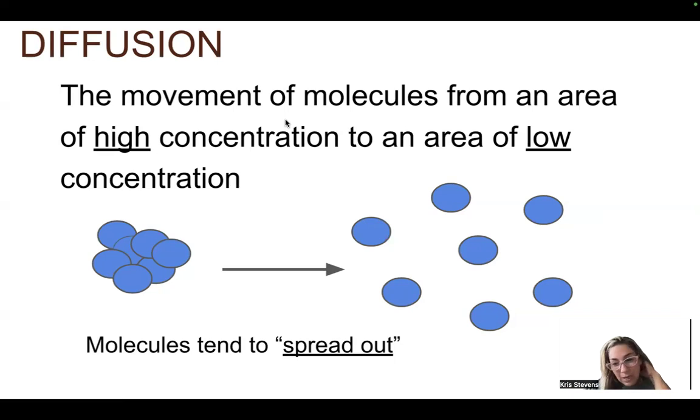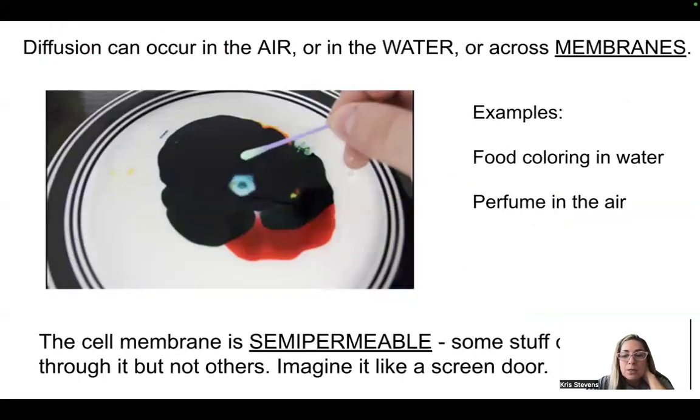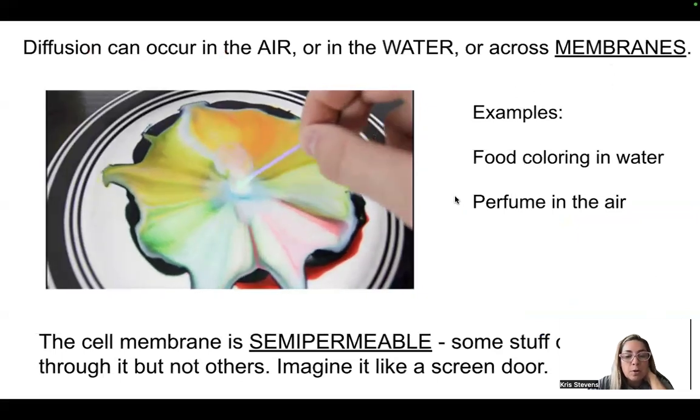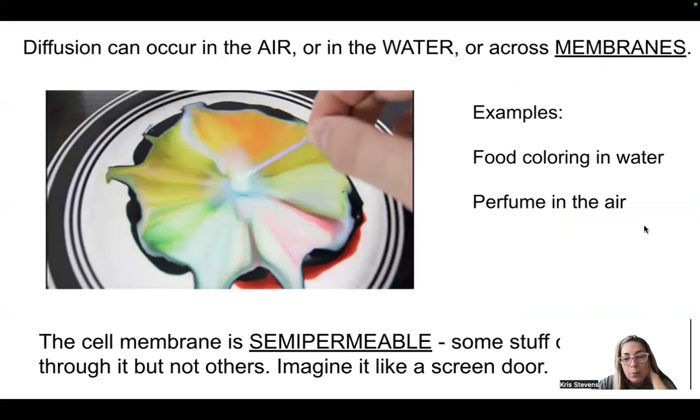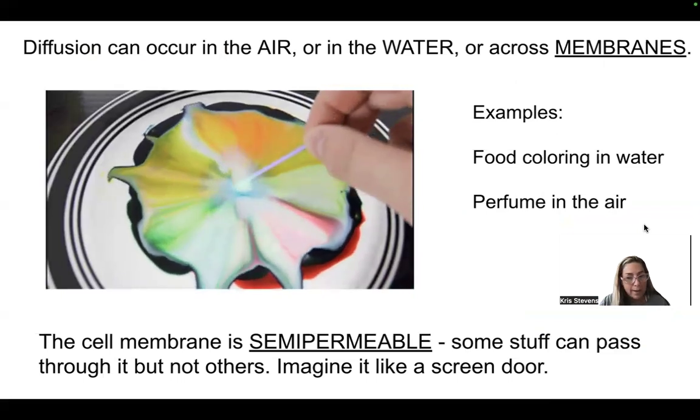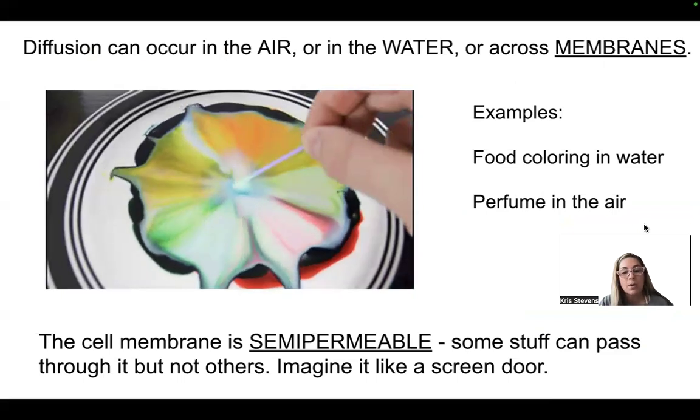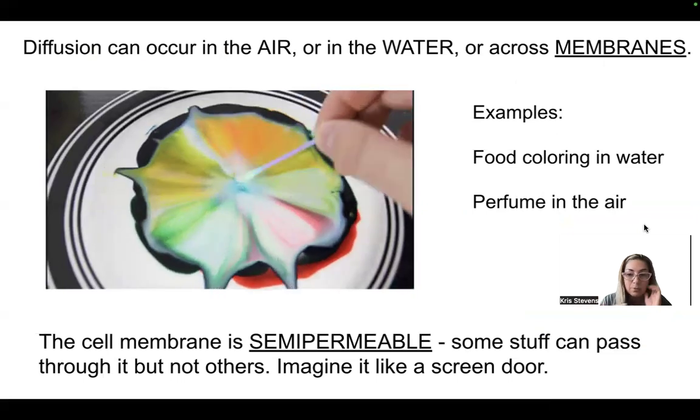A kind of gross example is also if you were to pass gas, that smell is going to spread out throughout the container. It's kind of gross, sorry. But that is diffusion, and that is actually passive transport. Diffusion can occur in the air or the water or across membranes. If you put a drop of food coloring like red in water, it will spread out until everything is pink. Perfume in the air, if you spray some, it will spread out.